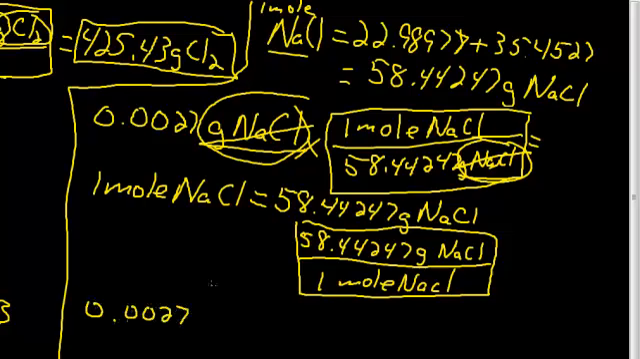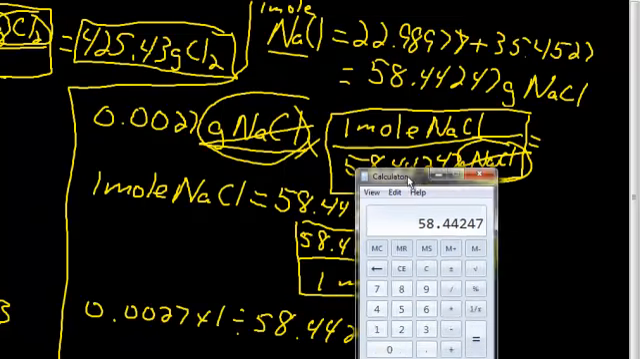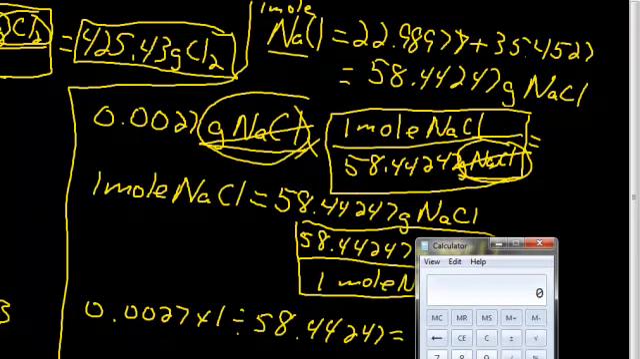We have 0.0027 times 1 divided by 58.44247. It's a tiny number, a scientific notation number. This is 4.6 times 10 to the negative fifth.